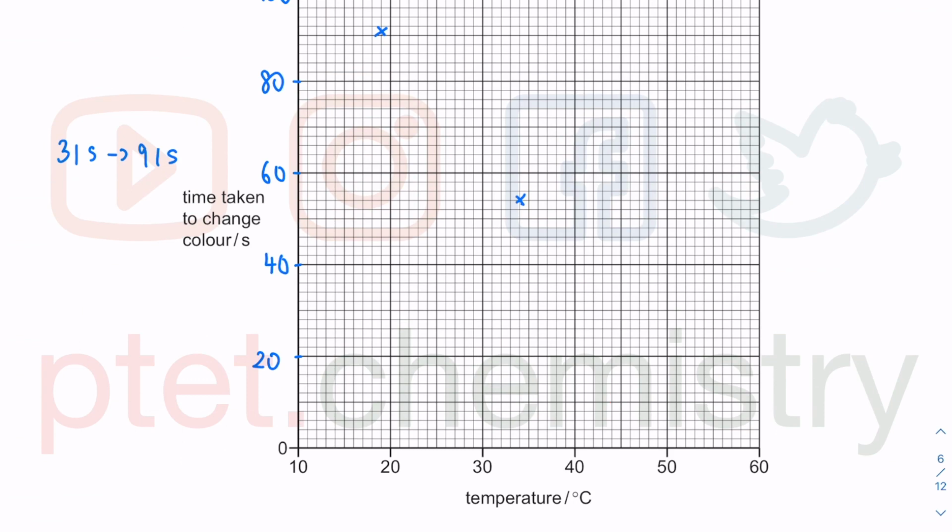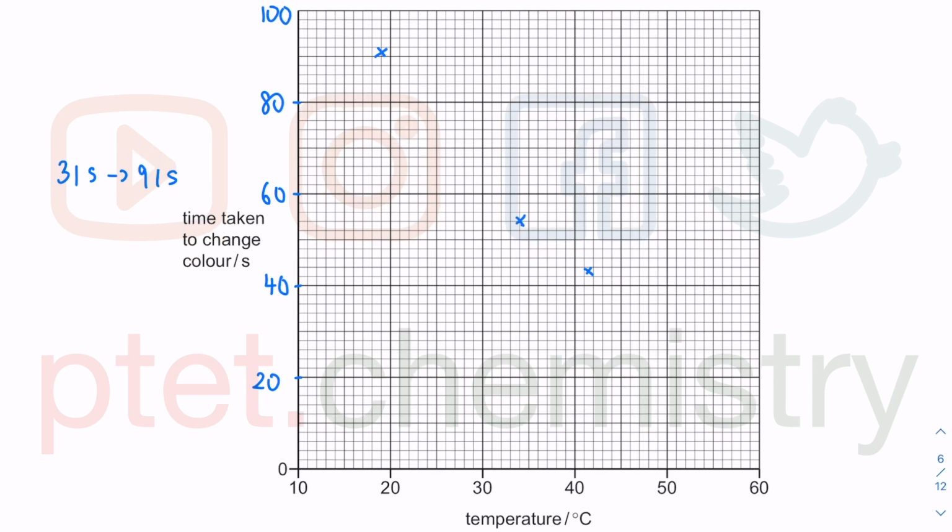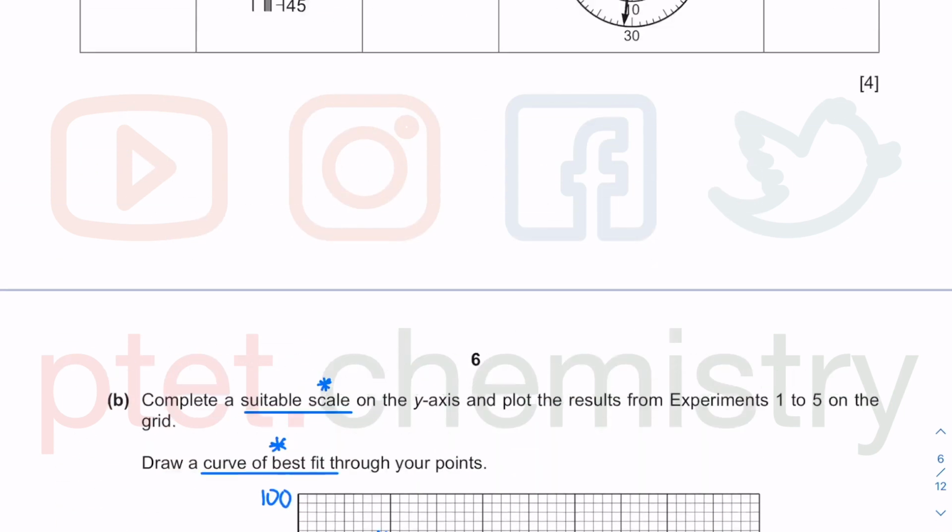41.5 and 43. So 41.5 is there. So it should be roughly there. That's 41, 42, so 41.5 is in between. This is 42, this is 44, so 43 is somewhere in between there. So there's just a nice cross inside the small square itself.